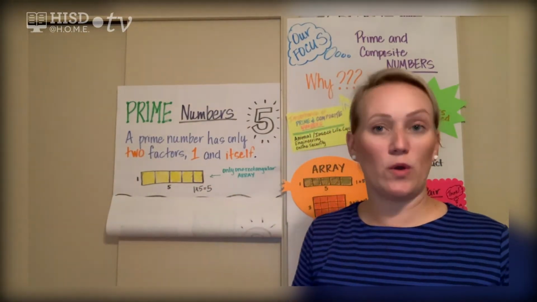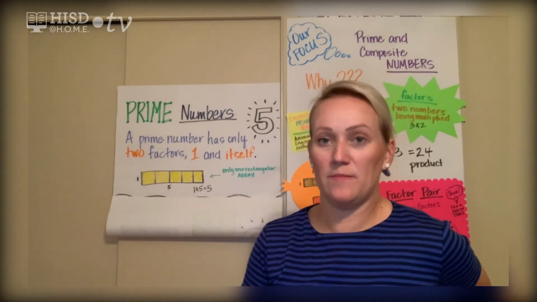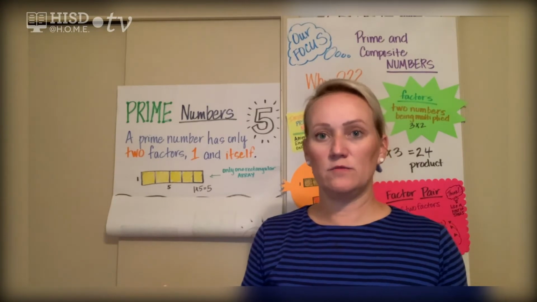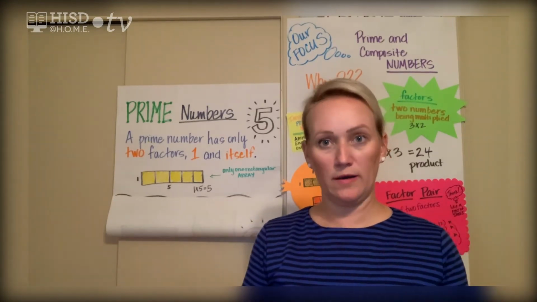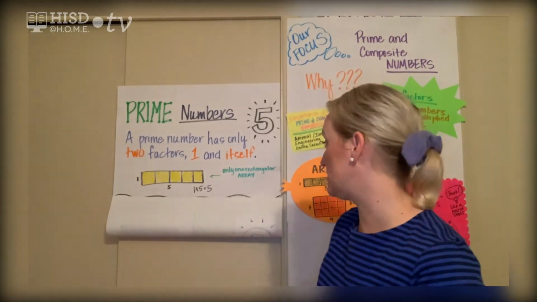There is no other way to get 5 using whole numbers. You must only use whole numbers, okay? There's no other way to get 5. Just 1 times 5 or 5 times 1, right? But those are the same factors, so it didn't add any extra factors.